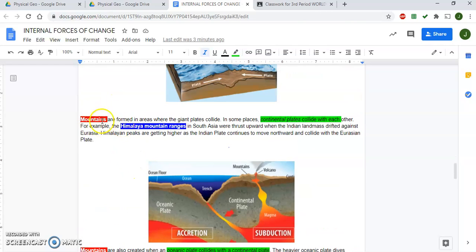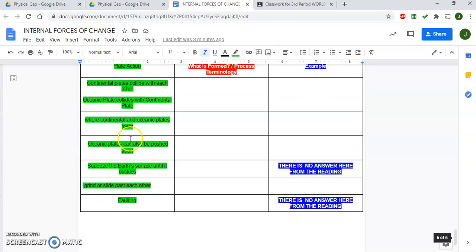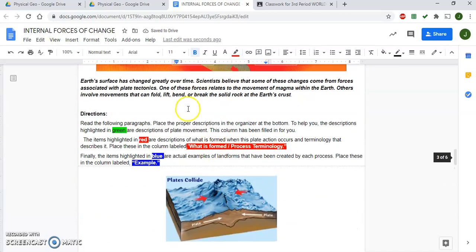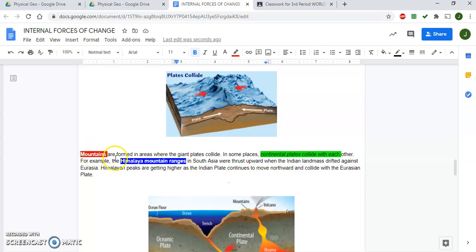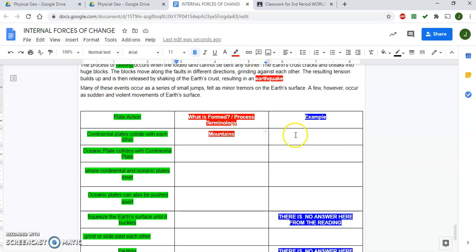So after reading that, I'd come on down here. This is where continental plates collide with each other. So I'd go ahead and fill in mountains here. Is there any process terminology in there? Really, there's not any terminology in there. So I'm going to go ahead and put the example of that, the Himalaya mountain ranges. That's how we do this, and you're going to do that for all of them.